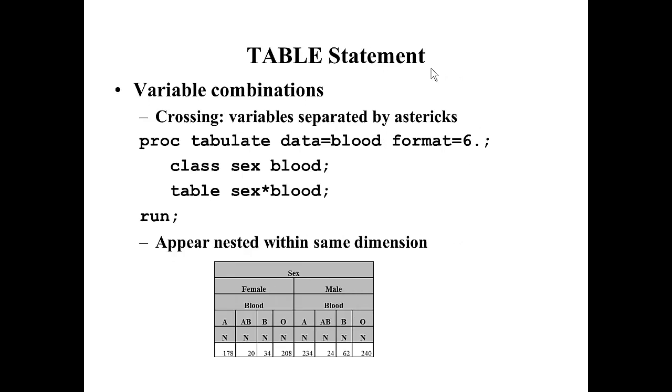Another way you can write the table statement is with a crossing, where variables are separated by asterisks. So here again we're looking just with gender and blood, and instead of having a space between gender and blood or a comma, we now have an asterisk. And so now what we're seeing in our table is that we have blood nested within gender in the same dimension. So we have females, and then we have their blood type within females, and then males and their blood type within males. And so again, this is just another way that we can define our table in Proc TABULATE.